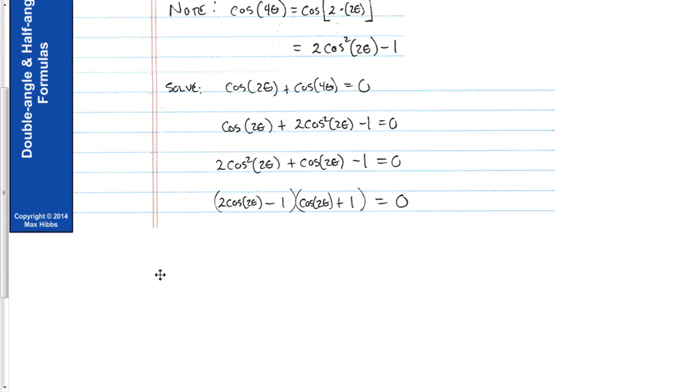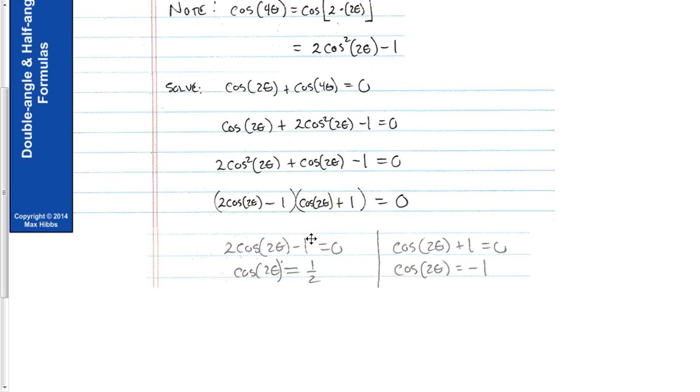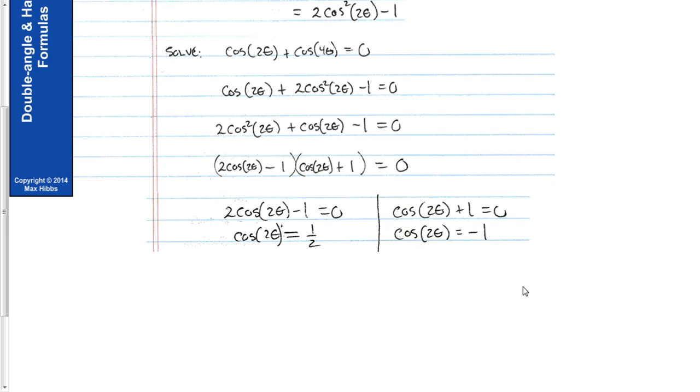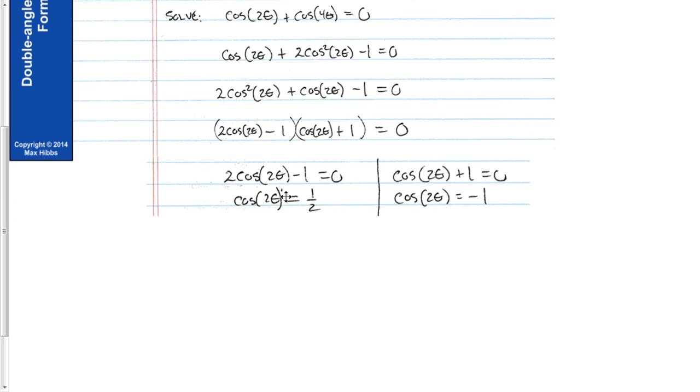Well, now what do we do? We set each of those factors equal to 0, don't we? So we take the first factor, here it is, set it equal to 0. Take the second factor, here it is, set it equal to 0. And then we solve for the trig function. So what I did here on the left side, added 1 and then divided by 2. Over here on the right side, I just subtracted 1 on both sides. So I need to know what 2 theta has to be if the cosine of 2 theta is 1/2.